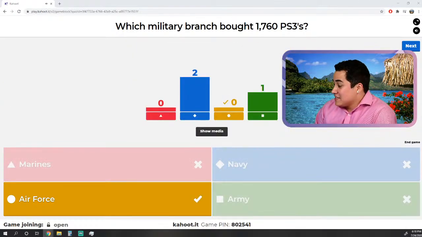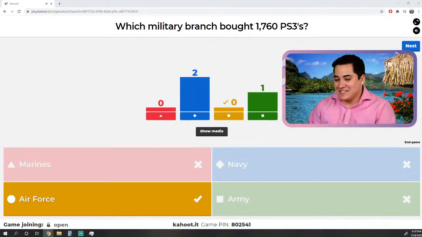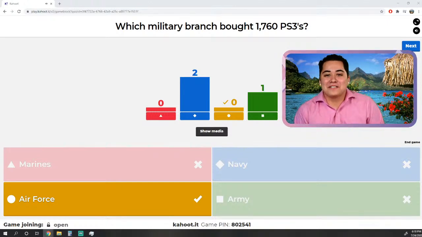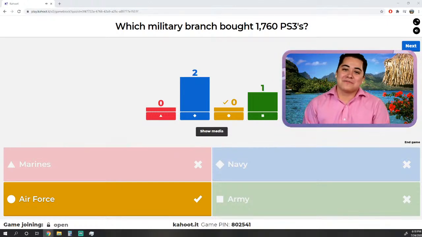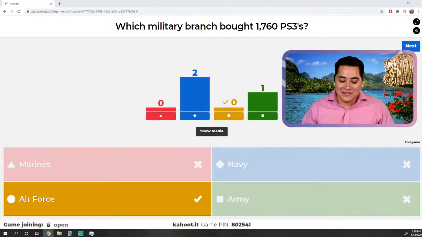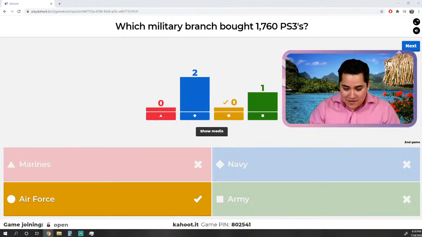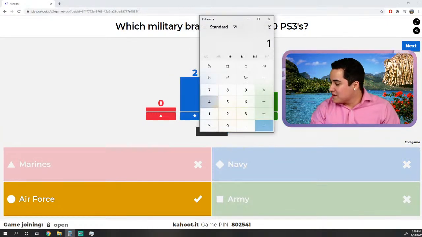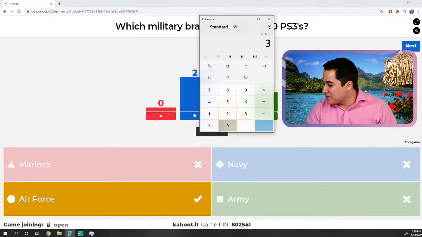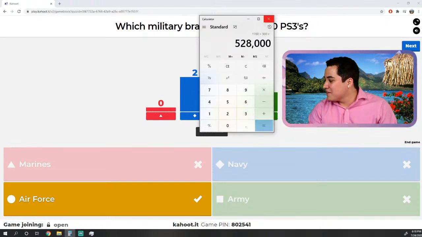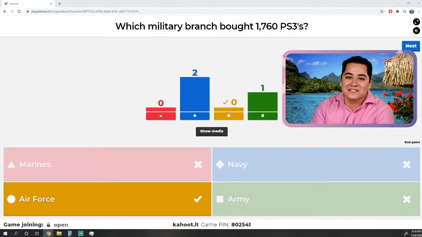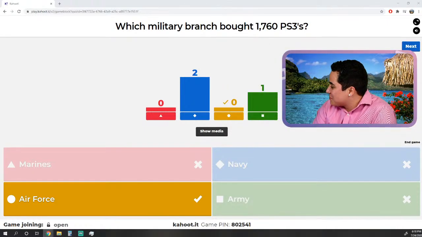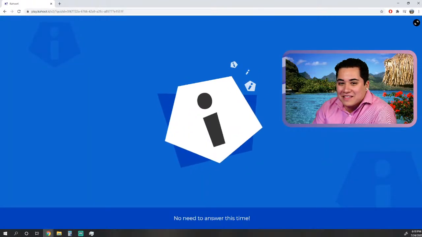The answer is the Air Force. Now, the reason they bought that was to build a supercomputer, because it was cheaper to buy 1,760. Let's see. Back in 2010, when they would have been retail, let's just do the math here. 1,760. Let's call them $300. So they spent $528,000 on PlayStation 3s. I'm certain Sony was happy about that.